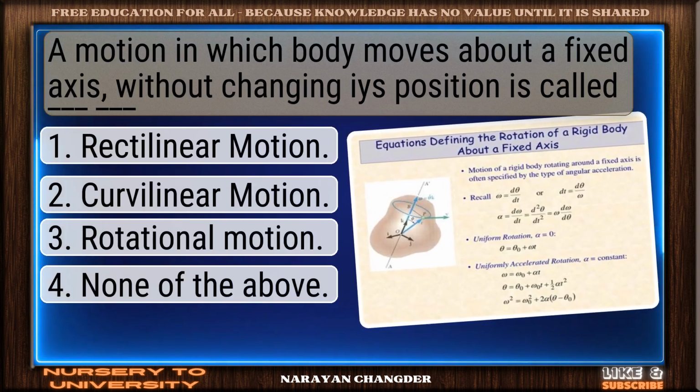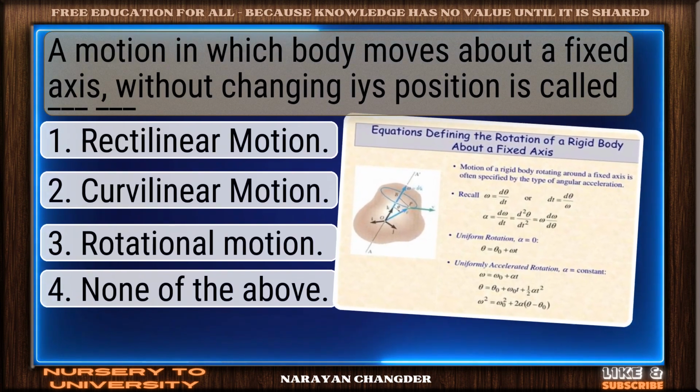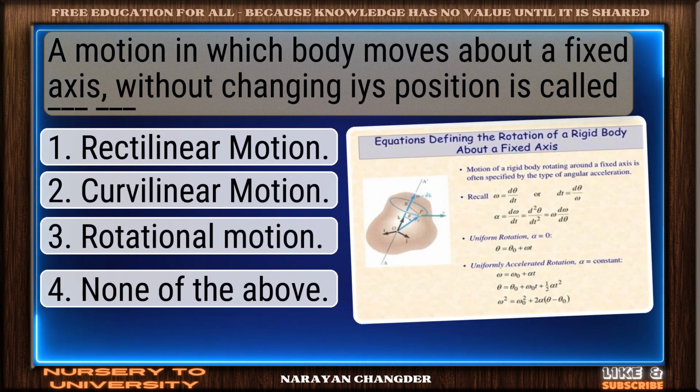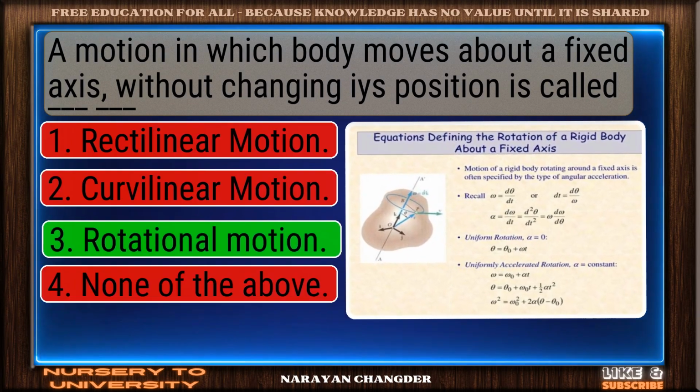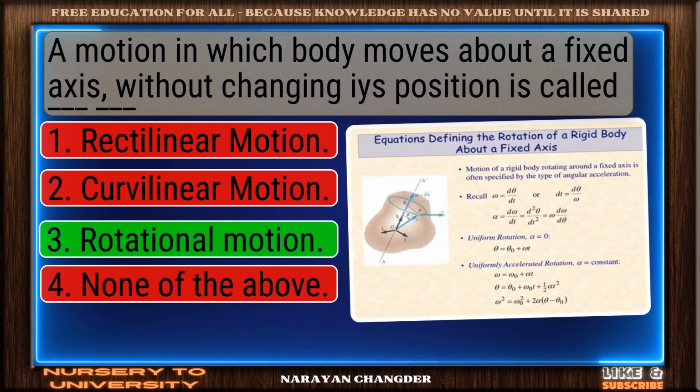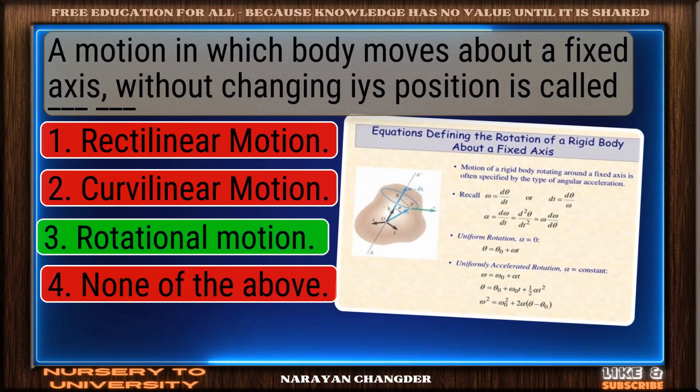A motion in which body moves about a fixed axis without changing its position is called a dash. Exactly. Rotational motion makes sense and it is right choice.